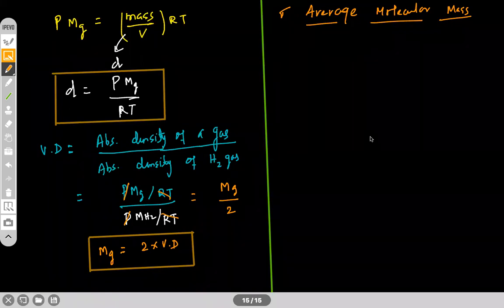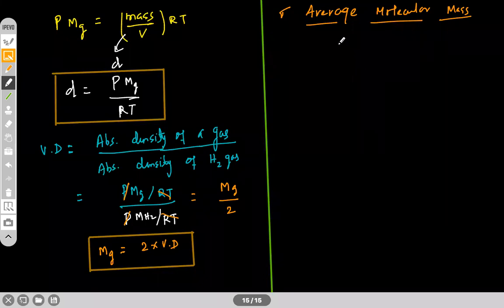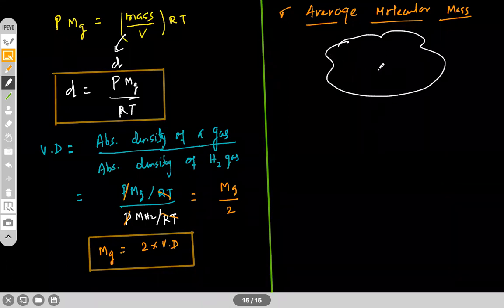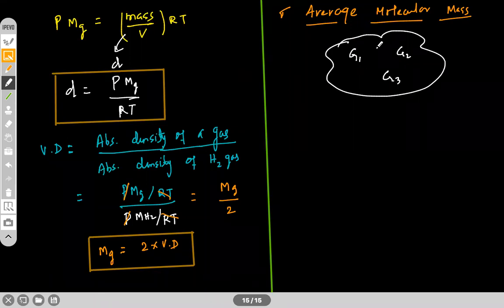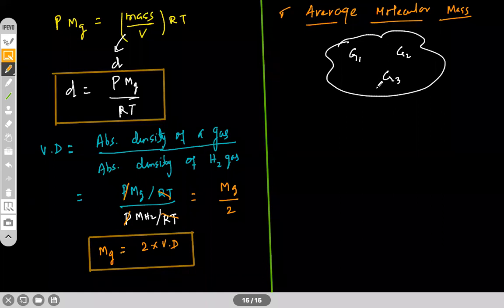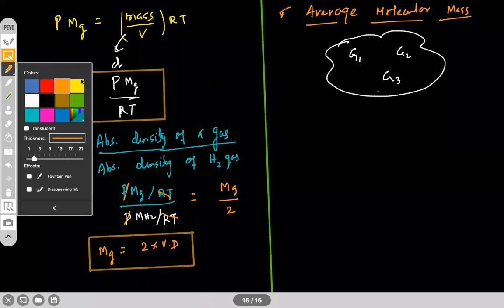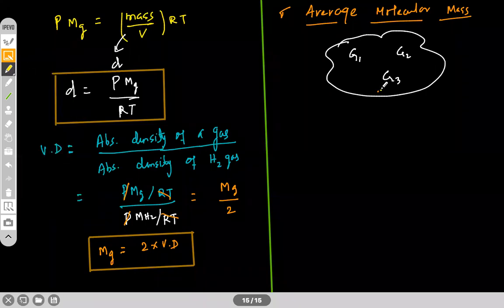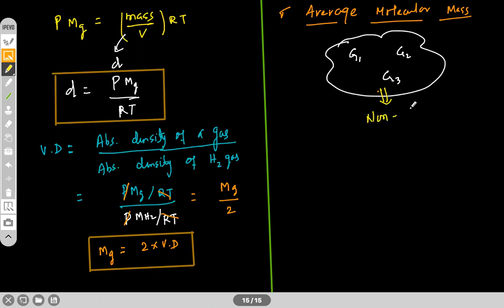So what is this? Write down. It is defined for the mixture of non-reacting gases. Suppose we have a mixture here, 3 gases I am taking, G1, G2 and G3. Mixture of these gases. It is defined for the mixture of non-reacting gases. Non-reacting, sorry. The gases must be non-reacting.